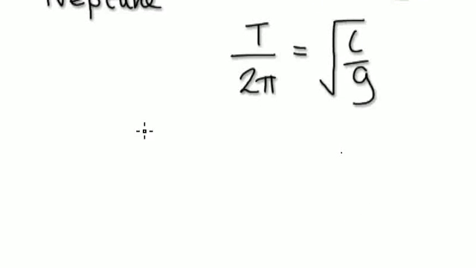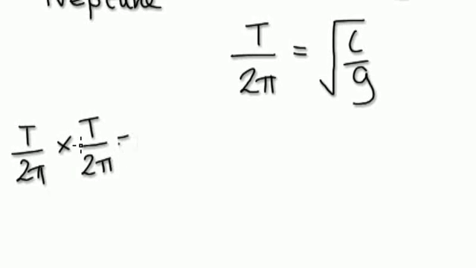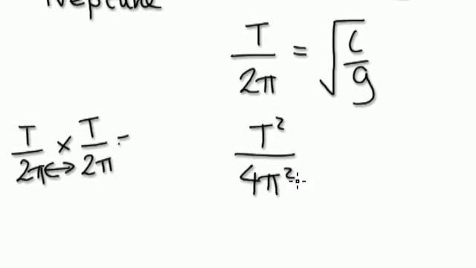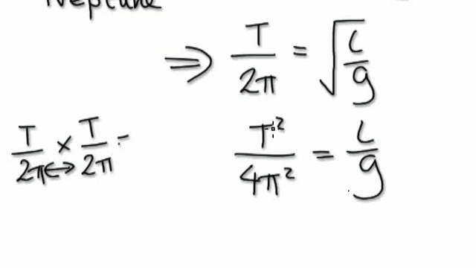So let's square both sides. Remember the left hand side, if you square it, it will look like this, times by itself. Top times top is T squared, and then bottom times bottom, which is 4 pi squared. That equals L over G, because when you're squaring both sides, it becomes this. Now keep an eye on G. You want to get G on its own.